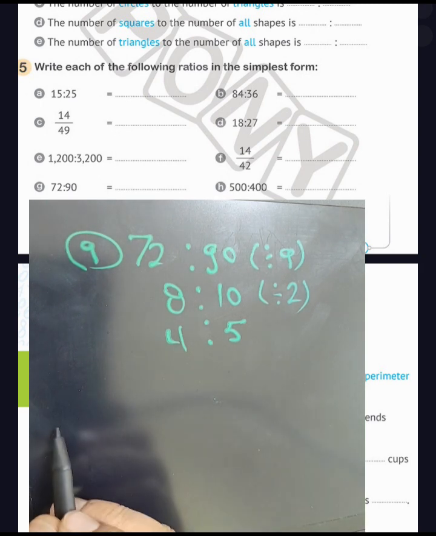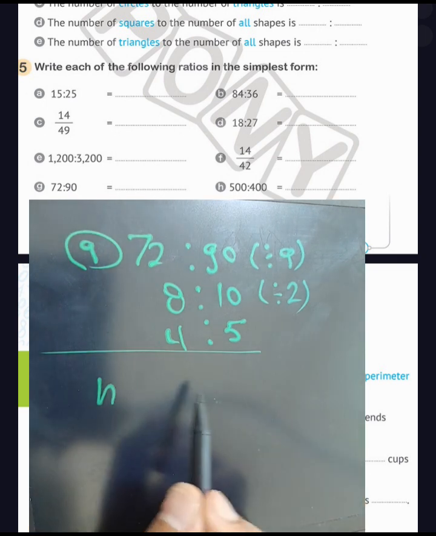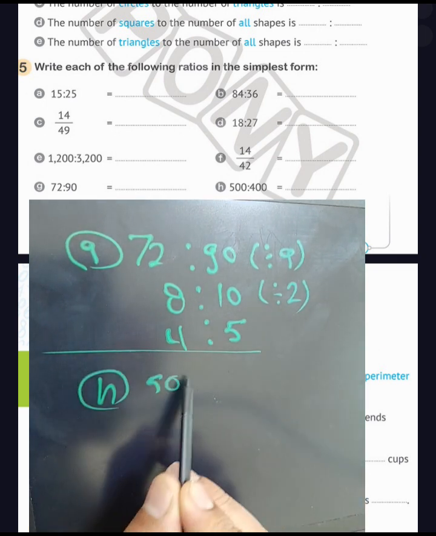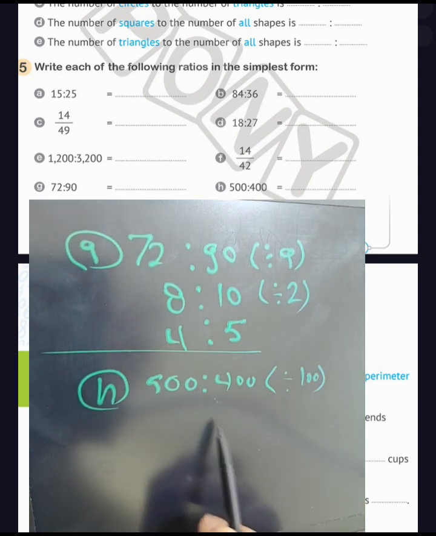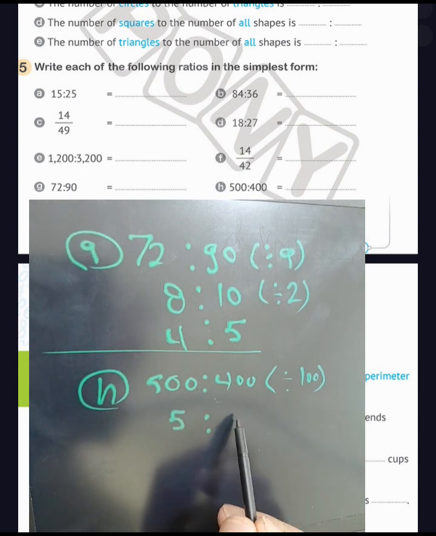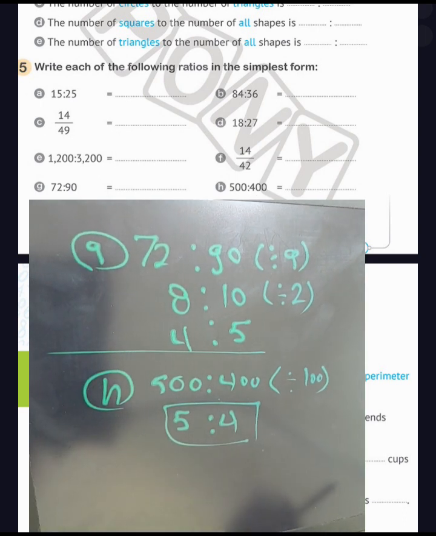Next question, letter H. Ratio between two numbers 500 to 400. We can simplify by dividing by 100. 500 divided by 100 will be 5. 400 divided by 100 equals 4. Then the ratio will be 5 to 4.